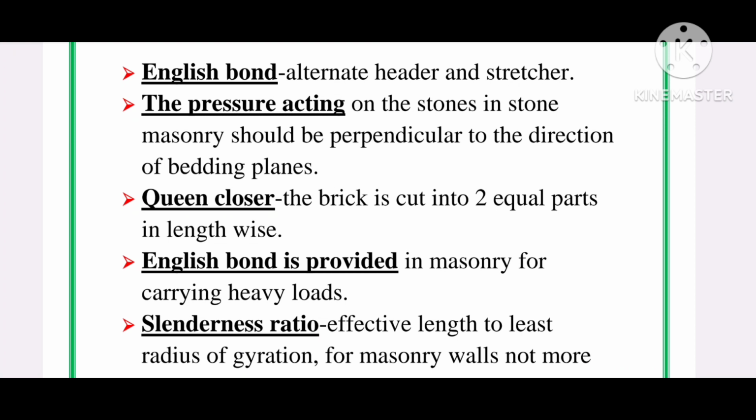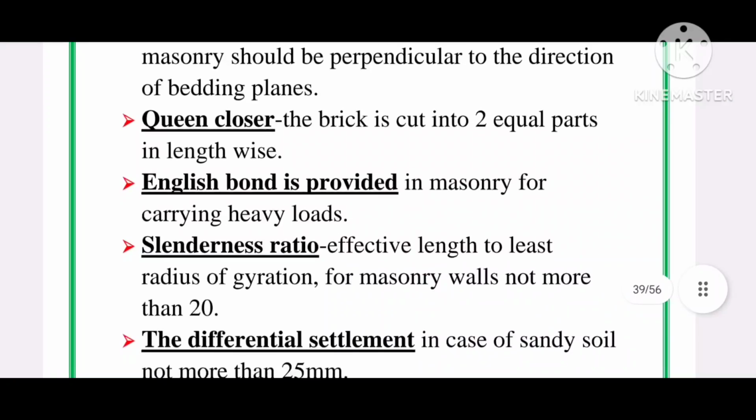Next point, pressure acting on the stone in stone masonry should be perpendicular to the direction of bedding plane. Next point, queen closer. When the brick is cut into two equal parts lengthwise, that is called queen closer.